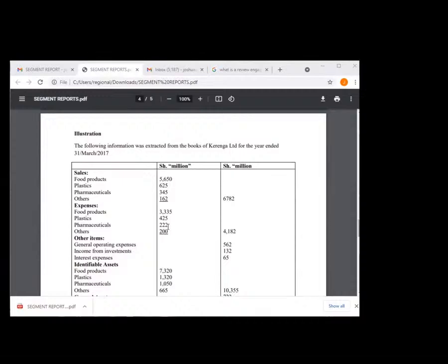So how about other revenues? I can see 162. Other revenue, 162 minus 200, which gives me minus 38. So I'll mention here minus 38.